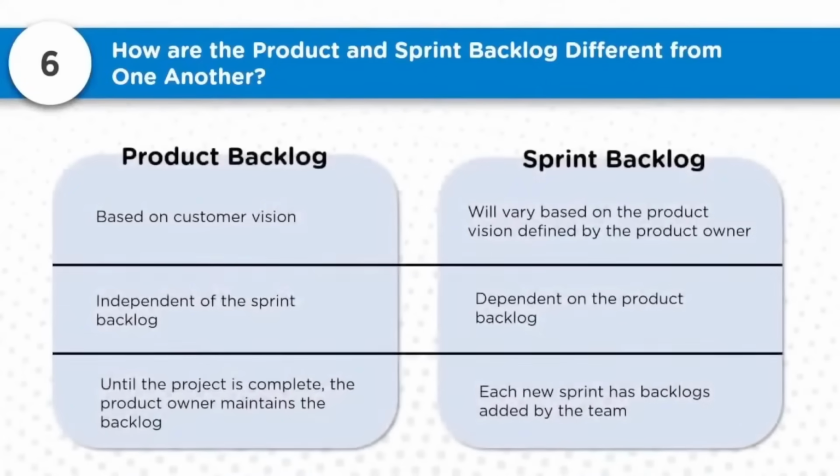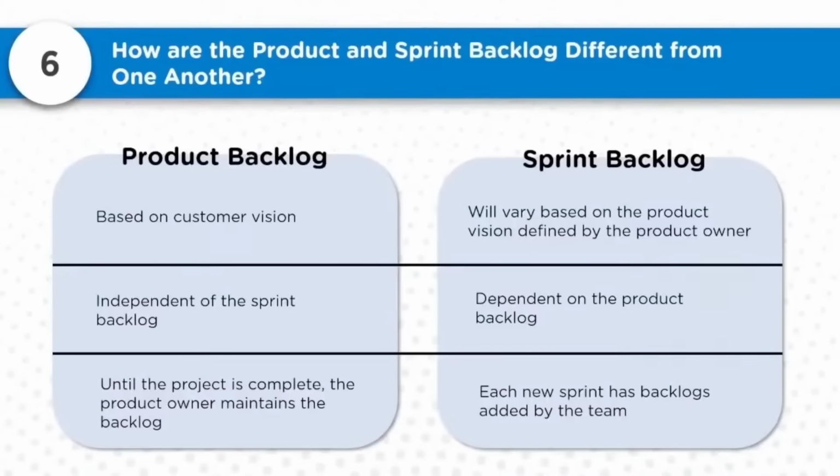Product backlog is based on customer vision, whereas sprint backlog will vary based on the product vision defined by the product owner. So you take the prioritized list from the product backlog. The product backlog is independent of the sprint backlog, whereas the sprint backlog is dependent on the product backlog. The reason we know already, I explained. So this is the prioritized list of backlog items we take from the product backlog and create this specific product as part of the sprint, which becomes the sprint backlog.